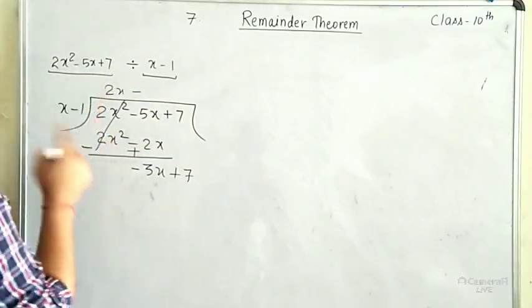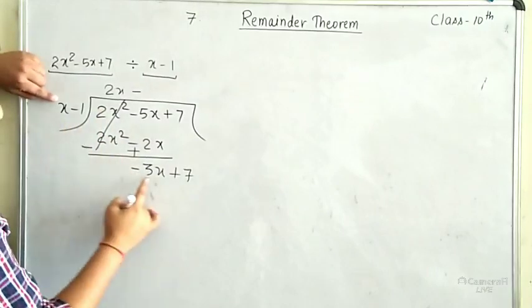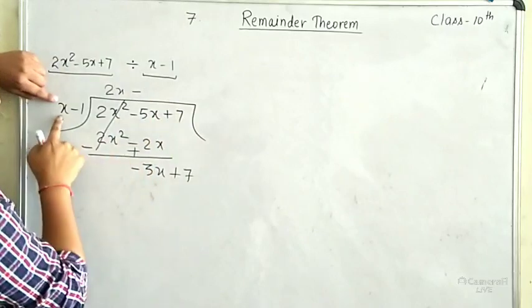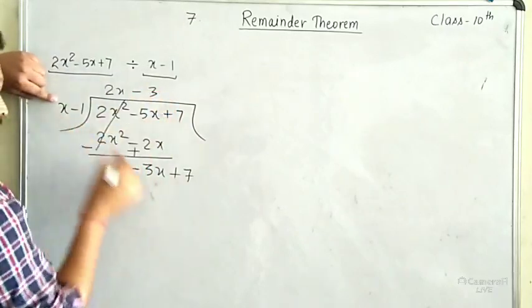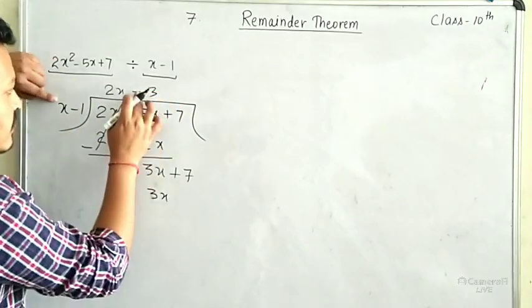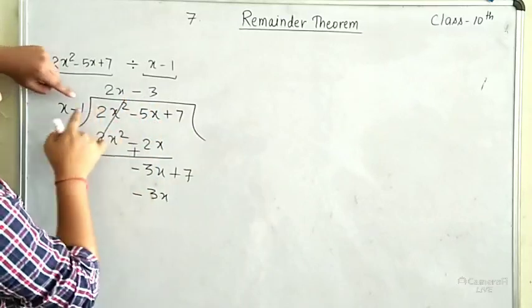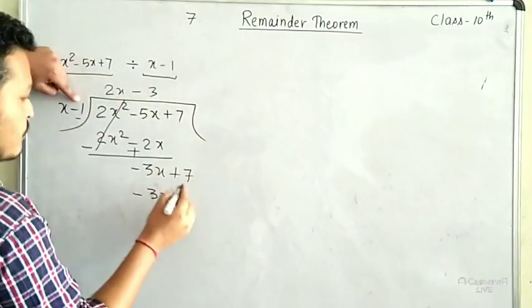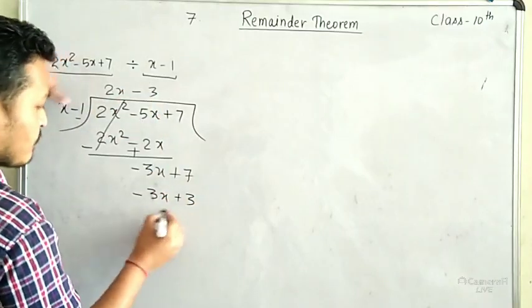So what number will we multiply? This is x, so we take 3x, x multiplied by 3. So 3 into x is 3x, and the sign is minus, so minus 3x. Next, minus 1 multiplied by minus 3, so minus and minus gives plus 3.